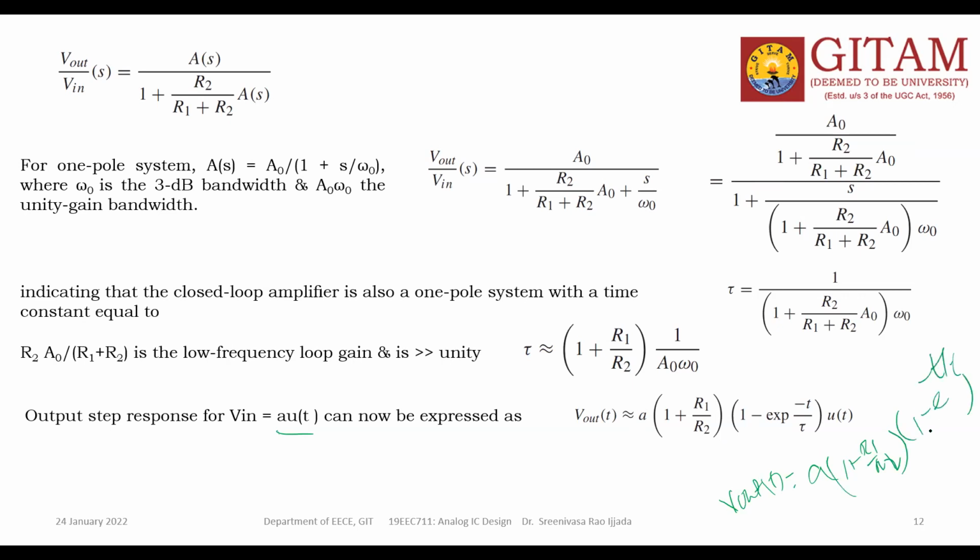This is the formula. After submitting u of t and the input, you will get the final output response for the step input. Forget about the other terms: A is the constant input, u of t is the unit step, and the response of the output for the input is 1 minus e power minus t by tau. This is the gain you got.